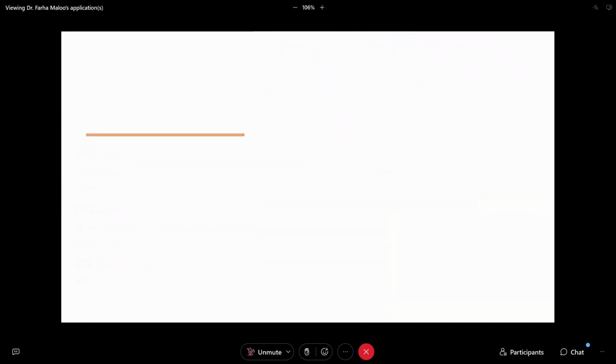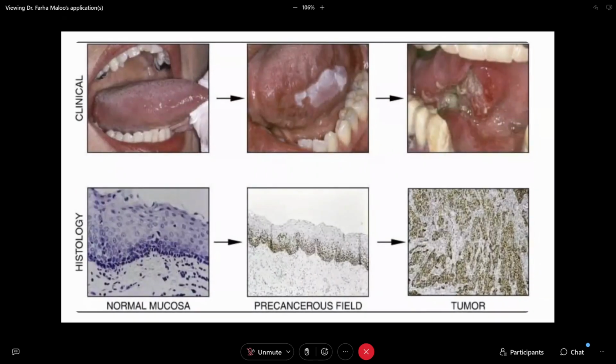This picture depicts how clinically and histologically a normal mucosa with an intact basement membrane would look. So this is the normal tongue. This is the tongue with a precancerous condition or leukoplakia. Leukoplakia is a pre-malignant lesion, so the basement membrane is not eroded, but definitely there is an increase in the cell count, or dysplasia. And this could subsequently progress to tumor formation due to genetics or increased nicotine intake, where the basement membrane gets eroded and there is hyperplasia.